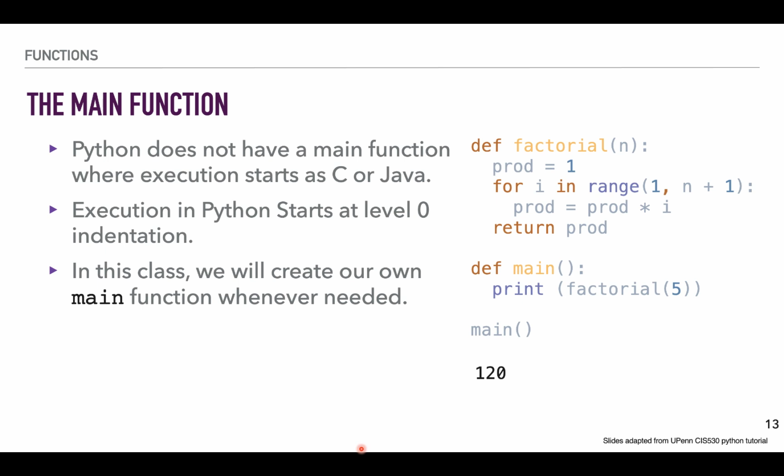Python doesn't have a main function where the program execution would start. Instead, execution in Python starts at level 0 indentation. In this class, we will be creating our main function as needed. Here's an example. I have the factorial function written, and I created a main function, and I added the call to the main function at level 0 indentation. So when this program executes, it's going to the main, and the main is going to call the factorial.